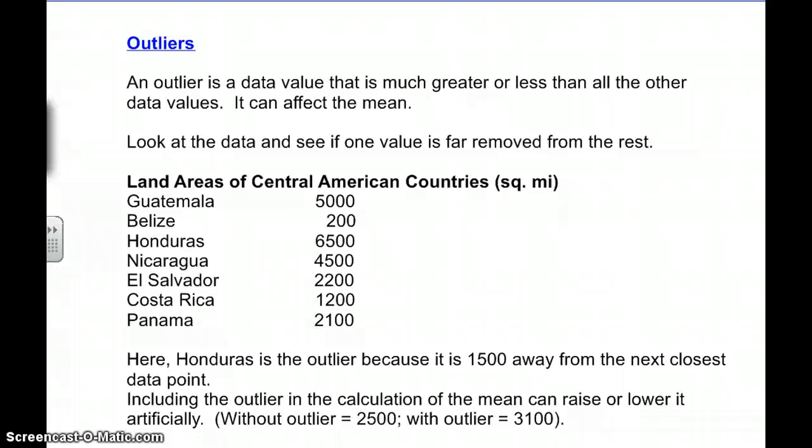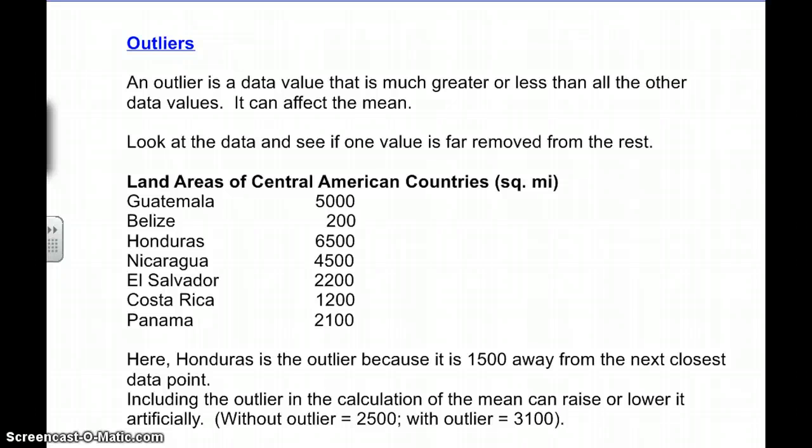Well, when you look at that data, Honduras is the outlier. And I know that's not as obvious. Some people jump at that 200 for Belize first, but Honduras is going to be the outlier because it's the furthest away from any other data point. It's actually 1,500 miles away from the next closest data point. When you look at the 200, it's only 1,000 miles away from the Costa Rica data point. So it's not actually an outlier.